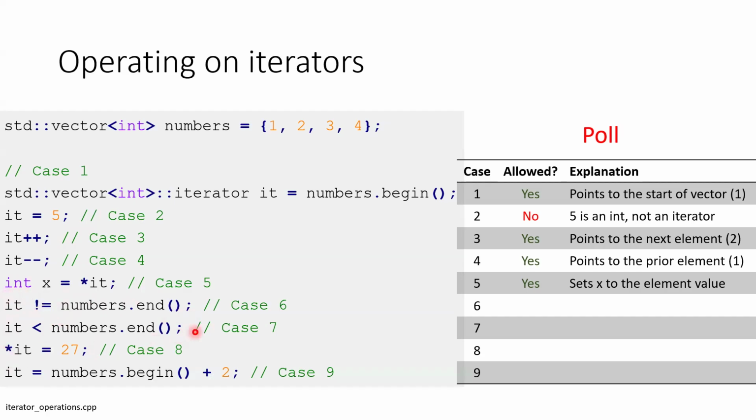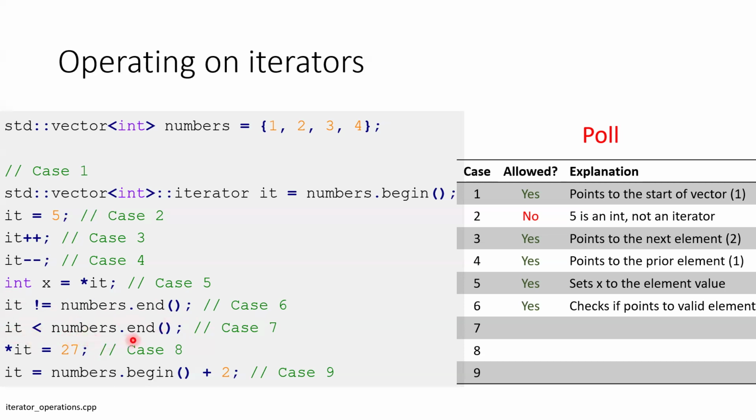And the next two are conditions that are placed into the for loop condition checking and the if statements. If we check it not equal to numbers.end, is this allowed? Who thinks this is allowed? Who thinks this is not allowed? Who's not sure? This check is allowed. This checks whether it is pointing to the end bound of the container.